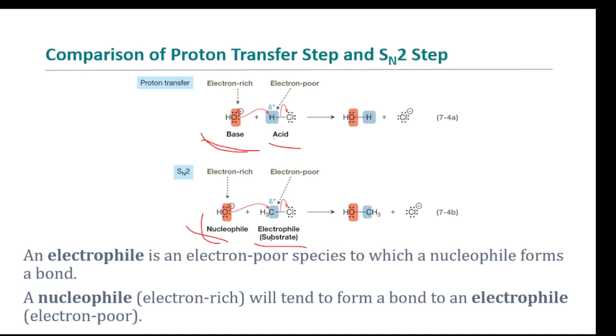In a Lewis base, the electrons don't have to be super mobile to reach out and make bonds. In a nucleophile, they have to be a bit more mobile to be a good nucleophile. Okay? But that's pretty much the only difference. Yeah.